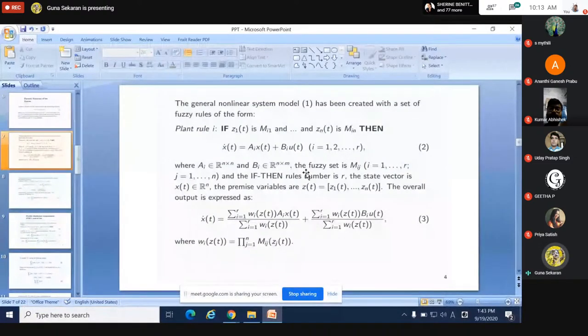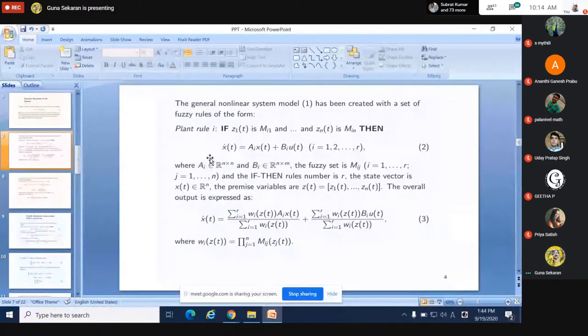Then in this case, we can use u of t equal to 0. That means x dot equal to A x of t. Generally, we can use this linear equation. How to find the stability? For example, A i x of t equal to 0. That means taking the Cayley-Hamilton approach, that means determinant of A minus lambda I equal to 0. We can find the eigenvalues, which are positive or negative, and we can easily find the stability. This tells us whether the linear system is stable or not.